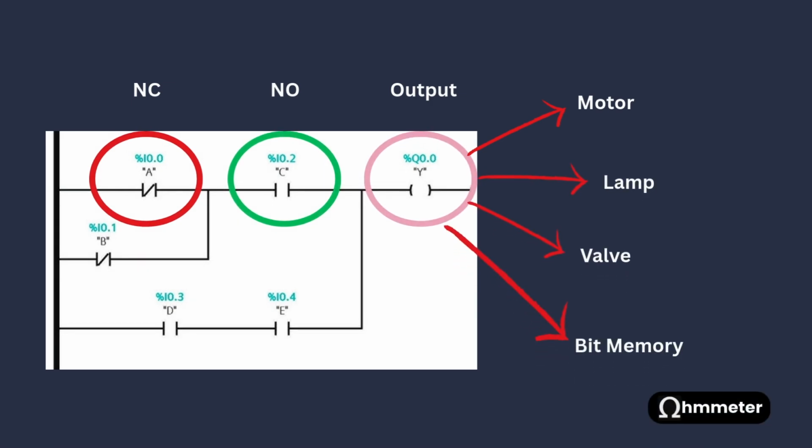At the end of each rung, we have coils. A coil represents an output. It could be a motor, lamp, valve, or just a memory bit. When the rung conditions are true, the coil energizes. If they're false, the coil de-energizes.